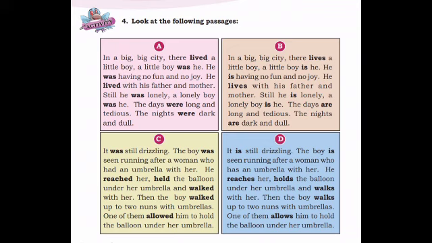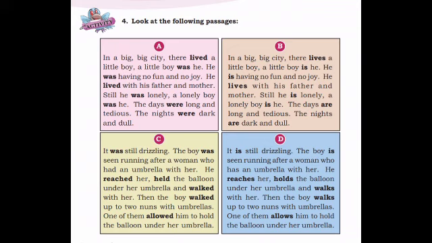Next, column D. It is still drizzling. The boy is seen running after a woman who has an umbrella with her. He reaches her, holds the balloon under her umbrella, and walks with her. Then the boy walks up to two nuns with umbrellas. One of them allows him to hold the balloon under her umbrella. Here, all the action words are in present tense, which means actions happening at the present time.